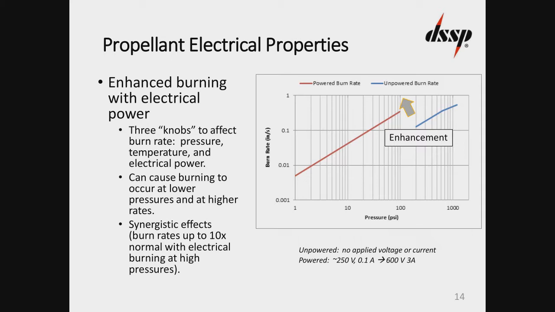And this enhancement also works for high pressure burning of these materials. If you have a burning rate at a particular pressure, say 1,000 PSI, by applying electrical power to that propellant at that pressure, we have been able to demonstrate that you can get it to burn up to 10 times faster. So the throttling effect is maintained throughout the pressure range. The on and off characteristics of these propellants only operate at under 200 PSI.